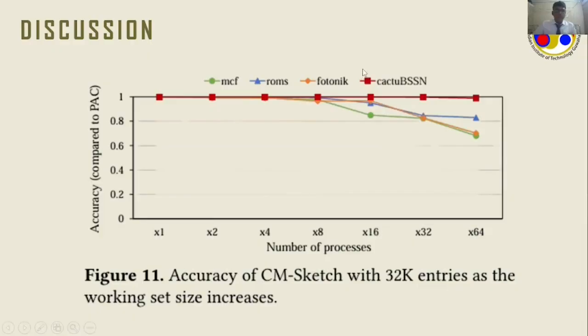The figure shown in this slide shows how accuracy changes when we keep only 32K CM Sketch entries while increasing the memory usage. This has been tested using multiple instances of benchmarks like MCF, ROMS, Photonic, Cactus PSSM, up to 32 processors, which used around 20 to 27 GB of memory. The graph shows that accuracy decreases, but only gradually, which means that the top K tracker scales gracefully.